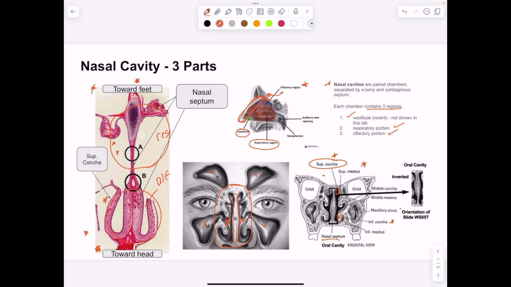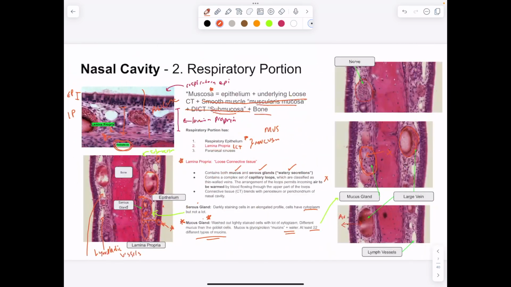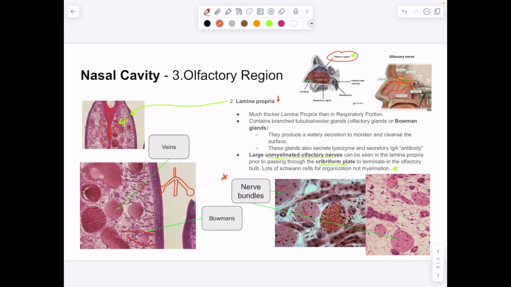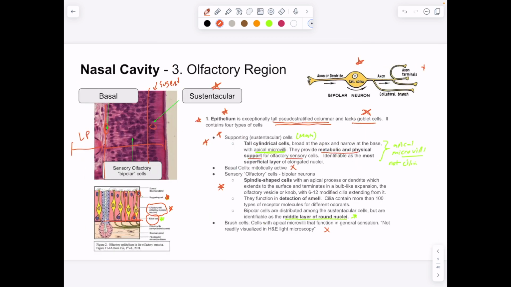All right, and olfactory in particular is readily determined by the fact that its lamina propria is thick. So let's take a look at that, because we looked at, oops, we went too far. All right, so the lamina propria is much thicker than the respiratory portion. It's going to have these Bowman glands that produce a watery secretion to moisten and cleanse the surface. We saw that here, right?